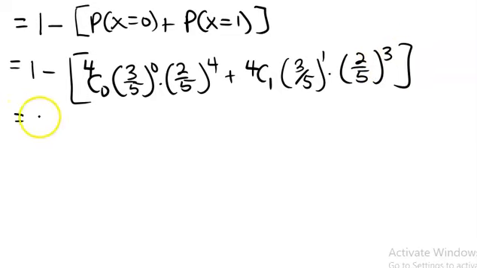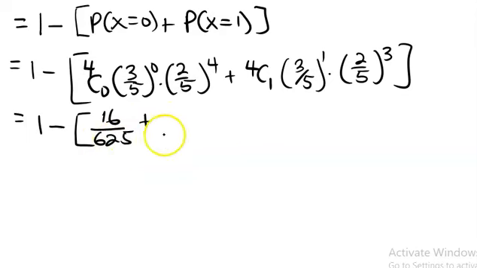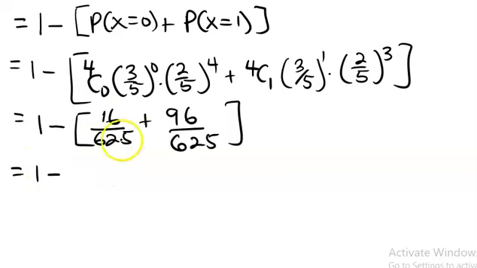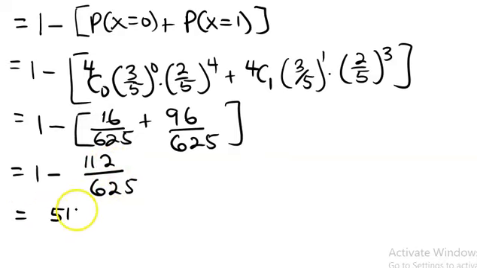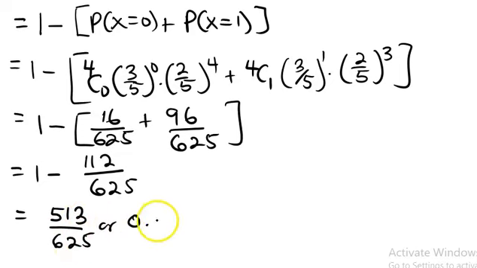When we simplify the first one, we are going to get 16 over 625 plus, when we simplify this one, we are going to get 96 over 625. So which is 1 minus 112 over 625, which is equal to 513 over 625, or in decimal, we have 0.8208.